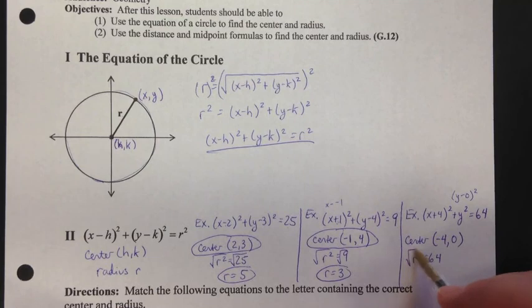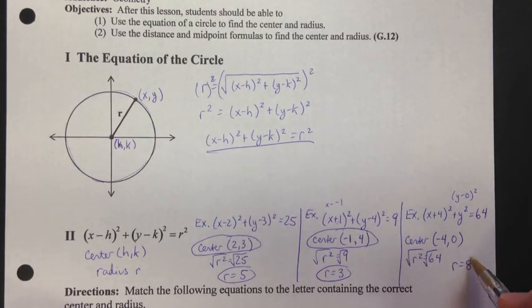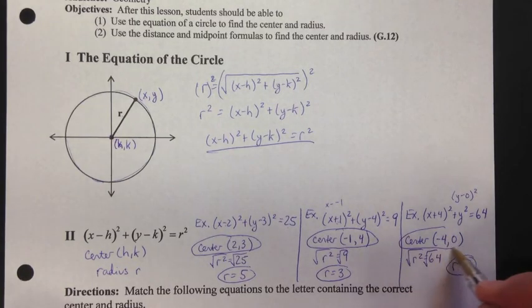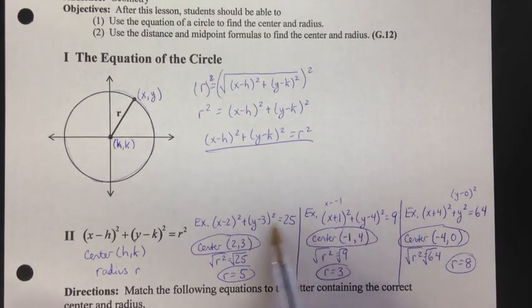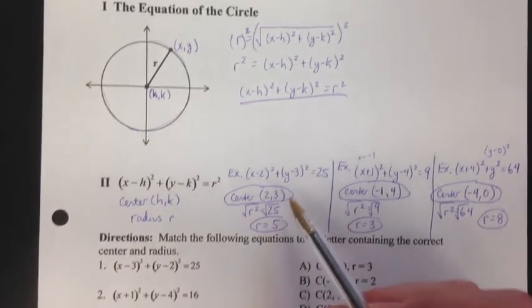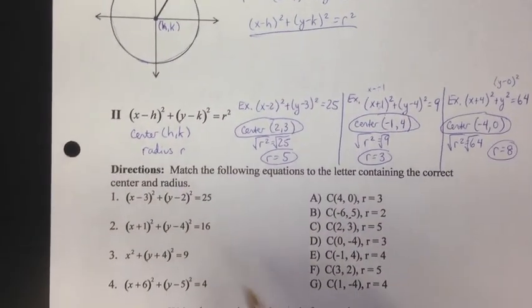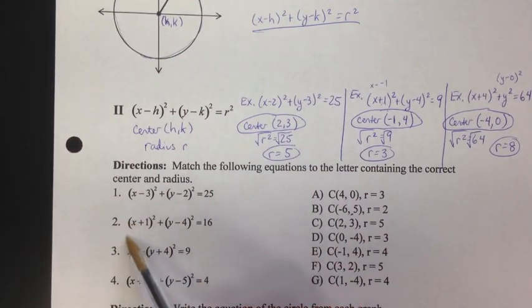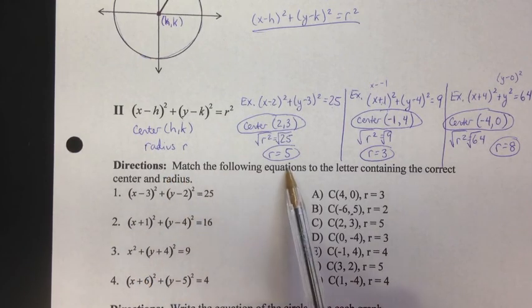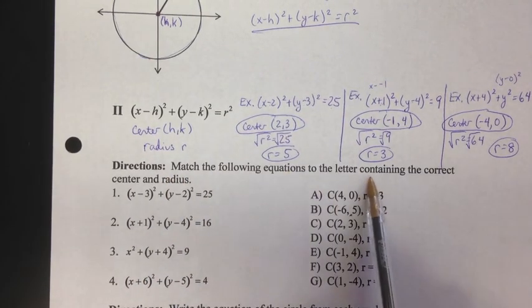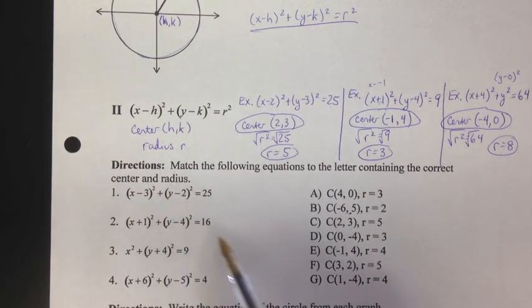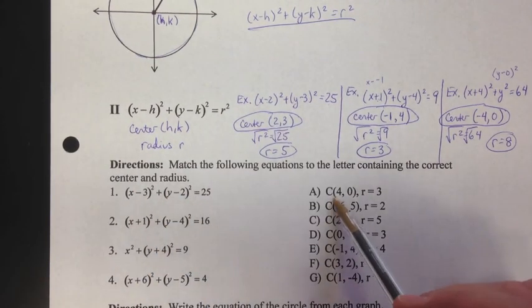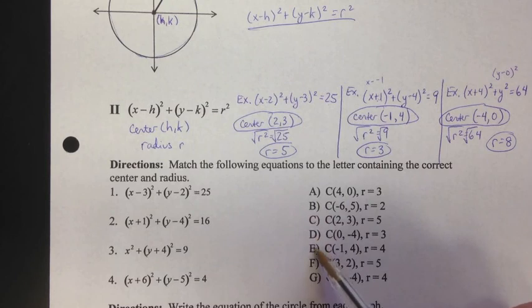That's the radius squared, so the radius is the square root of 64, which is 8. Okay, so these are the things that we can learn just from looking at the equation of a circle. What I would like you to do here is take these next 4 problems, 1, 2, 3, 4, and match the following equations to the letter containing the correct center and radius. You've got 4 problems here, and you've got 7 choices. Go ahead and match up the correct equation to the correct information.